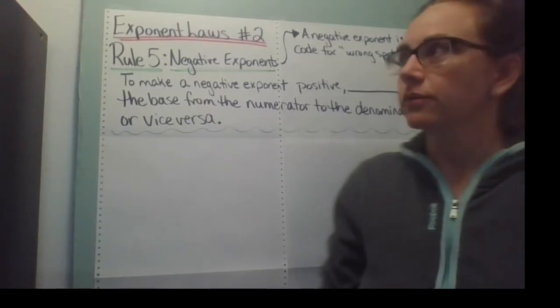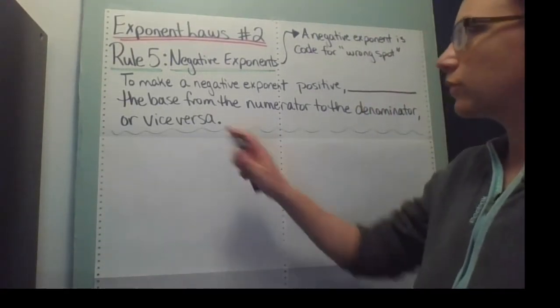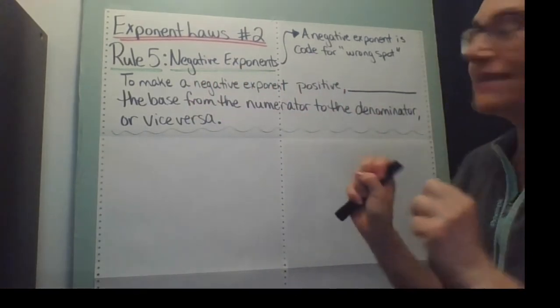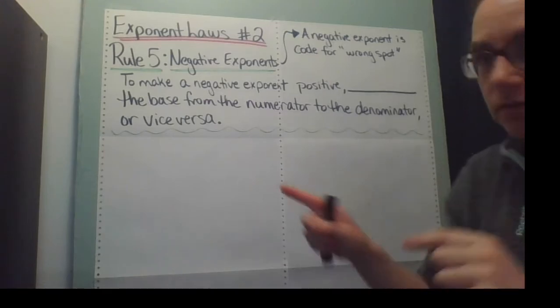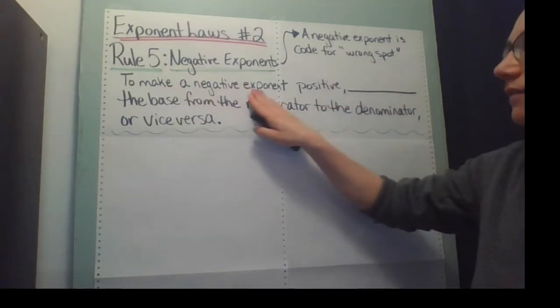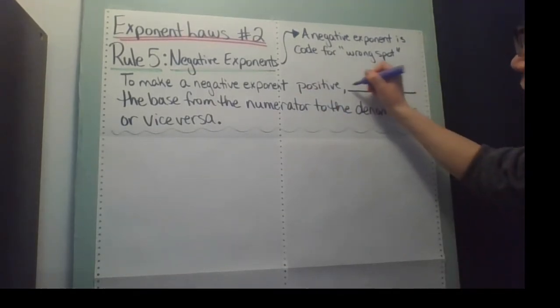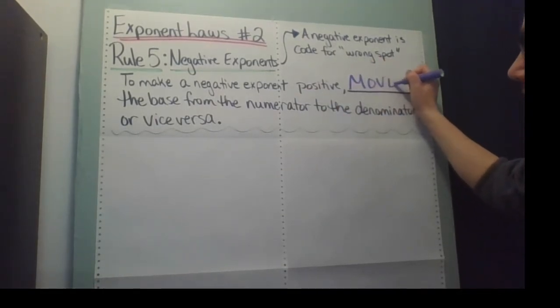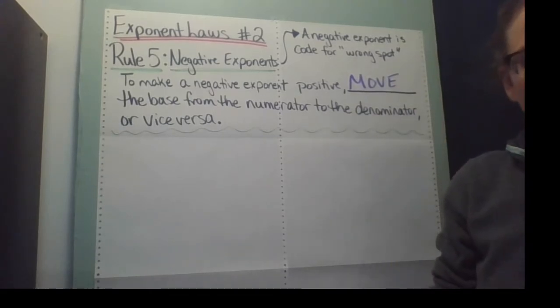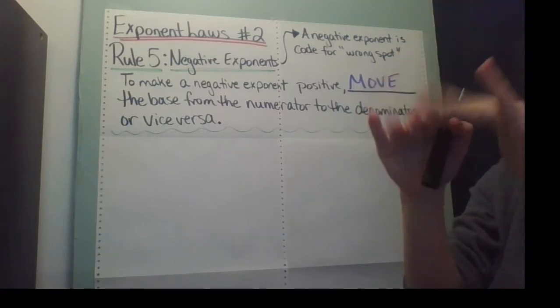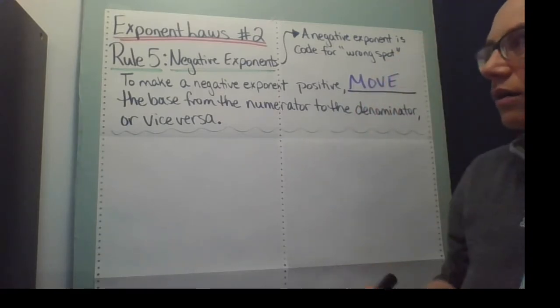Okay, today we're going to talk about a few more exponent laws. The first one we're going to talk about is negative exponents. Negative is like a code word saying your base is in the wrong spot. To make a negative exponent positive, the rule is that we have to move the base from the numerator to the denominator or vice versa. So, upstairs, downstairs, downstairs, upstairs, whatever.